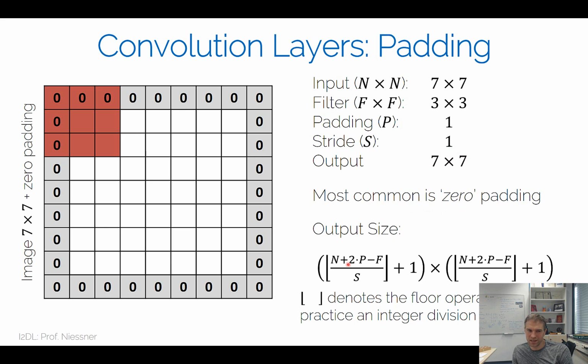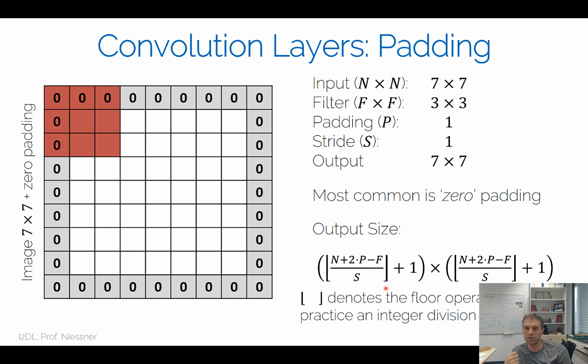The output size is now computed by input dimension plus 2 times the padding, because it's going in both directions, right? Basically, in other words, the padding just makes the input image larger. You could imagine it this way. Minus the filter kernel divided by the stride plus 1, and in both directions, right? And this one here denotes the floor operator, so you're rounding down, as in practice, an integer division is performed here, right? So you have to compensate for that as well. Okay, so that's what we're doing here right now.